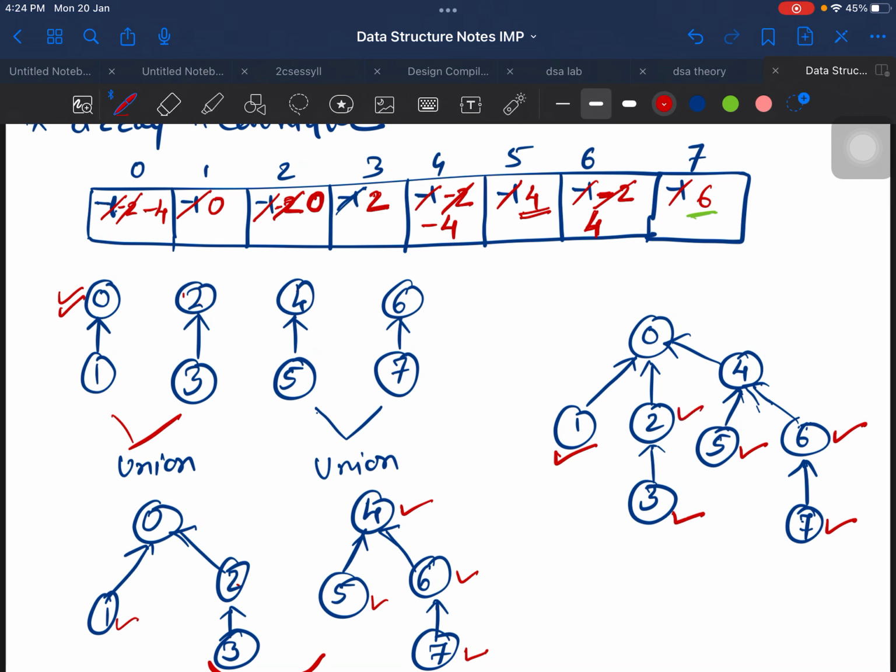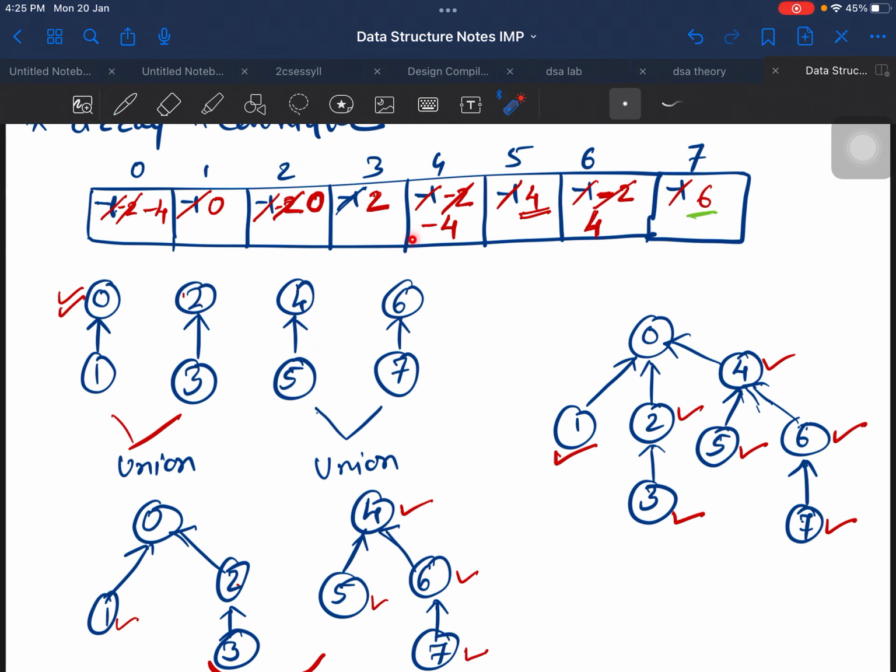Next, now come to 2. Who is the parent of 2? 0 is the parent of 2. So we already have 0 here, guys. We already have a 0 here under 2. So we need not make any changes. Now come here to 4. So who is the parent of 4? Parent of 4 is 0.